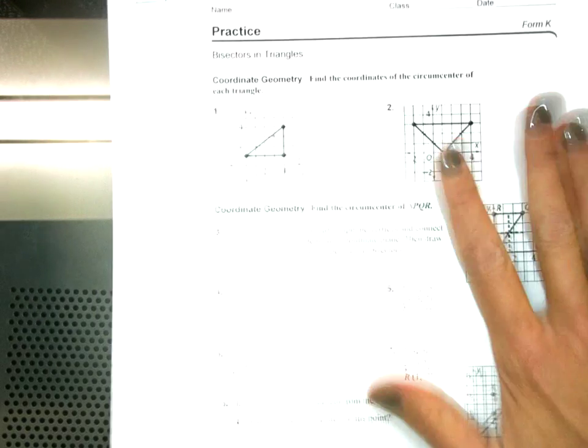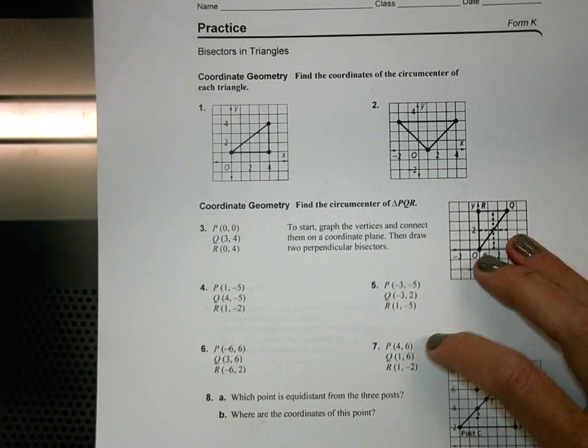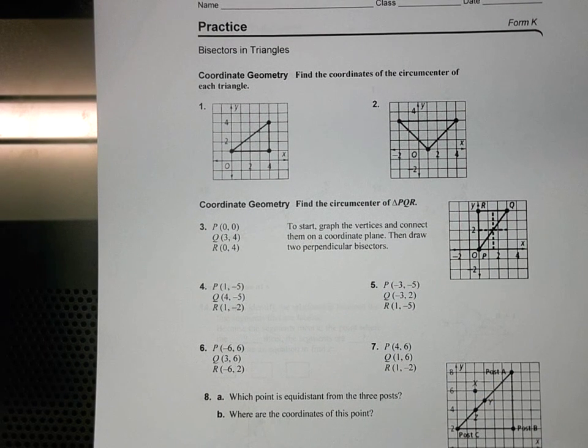All right, so worksheet 3. Look at number 2. It says find the coordinates of the circumcenter of each triangle. So first of all, when you look at number 1, for instance, what type of triangle is that? A right triangle. And where would the circumcenter be on a right triangle? The midpoint of the hypotenuse.